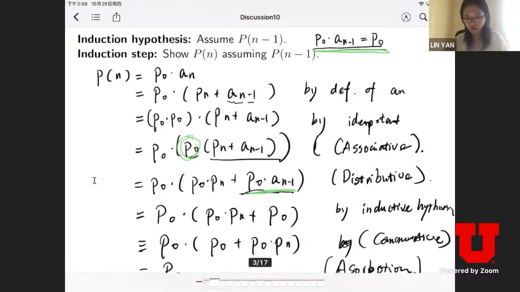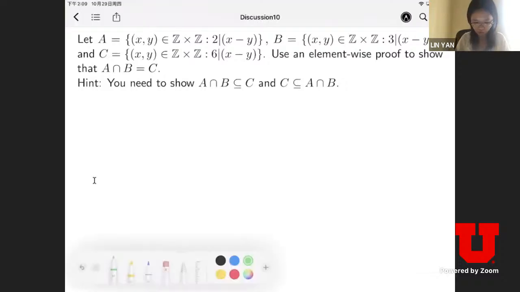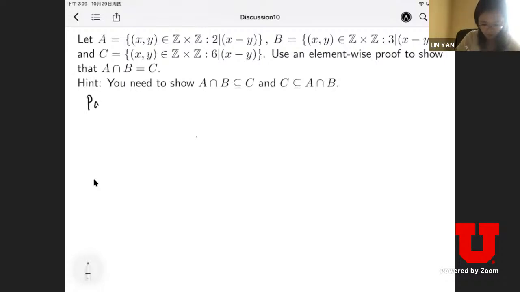Okay, let's go to the second problem. This is problem 6 from quiz 3. And we needed to prove that two sets are equal. So if we want to prove two sets equal, we need to prove that they are subsets of each other. So there are two parts for this proof. In part 1, we needed to show the intersection of A and B is a subset of C.